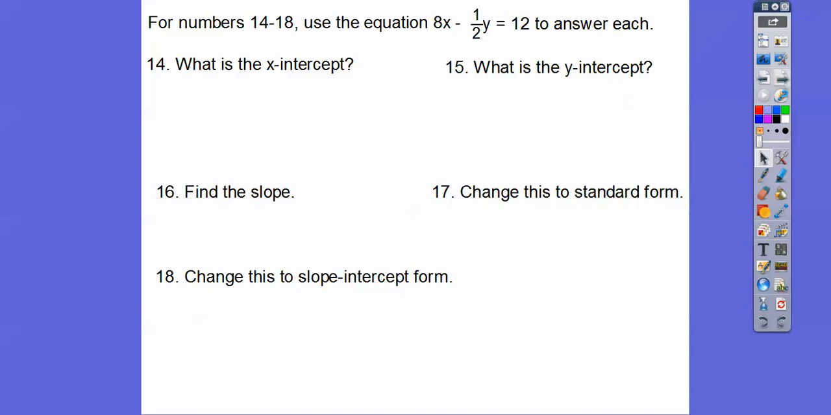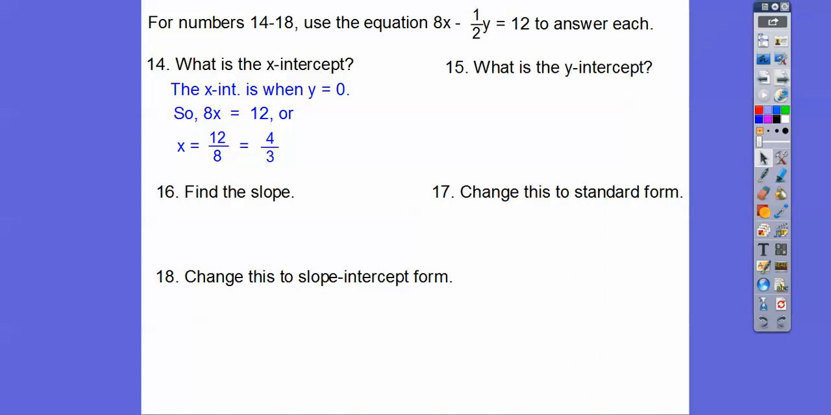Alright, so here we have this equation to answer each. What's the x-intercept? Okay, the x-intercept is when y is 0. So we just plug in y equals 0 right here. So when y is 0, just disregard this negative 1/2 y because it's 0. So we're left with 8x equals 12. So we solve 8x equals 12, divide by 8, 12/8, reduce it to 4/3. So the x-intercept is 4/3, and as an ordered pair, it would be 4/3, comma 0.